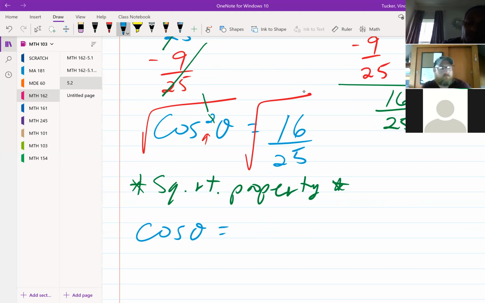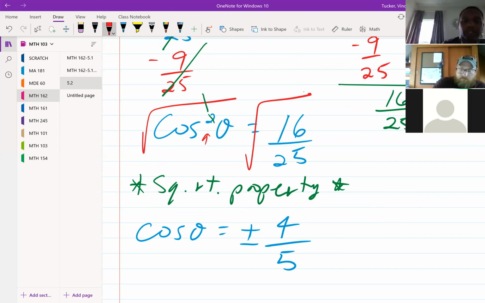Whenever you do the square root property, you take the square root of both sides. Plus or minus has to be involved. Square root of 16 is 4, and square root of 25 is 5, so that's 4/5. But I have this plus or minus that I have to account for. So how do I know which one will work? That goes back to the fact that our angle was acute and cosine is supposed to be positive.